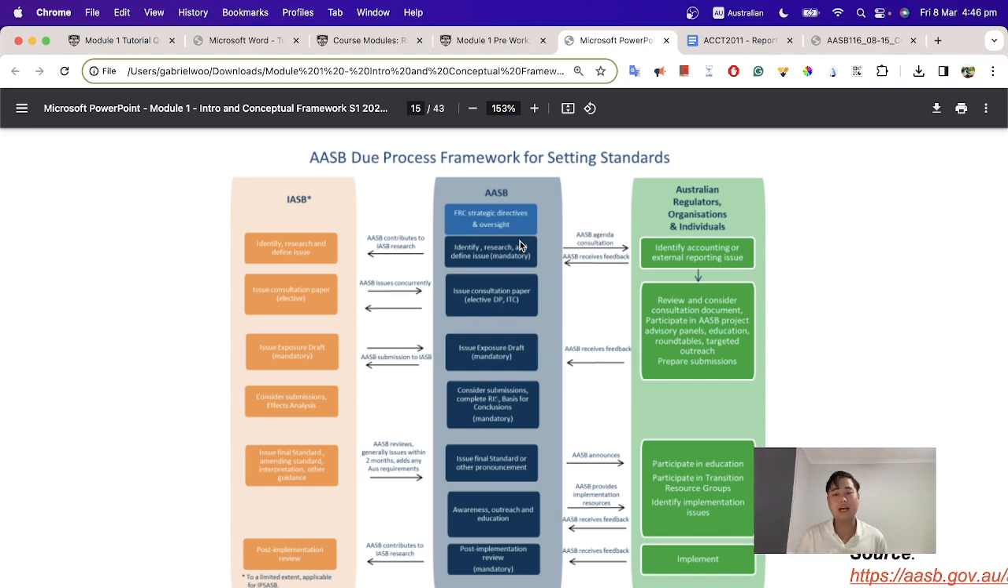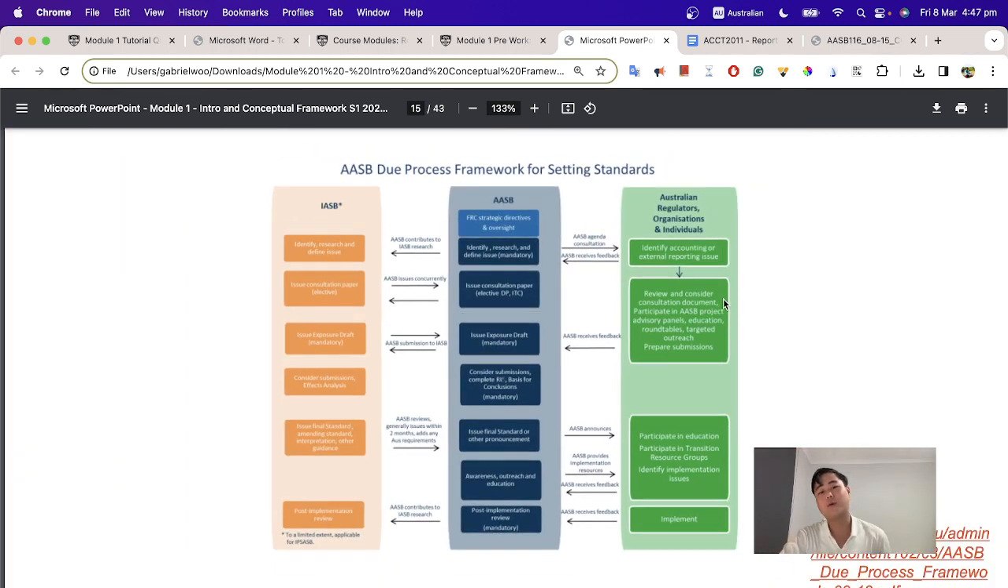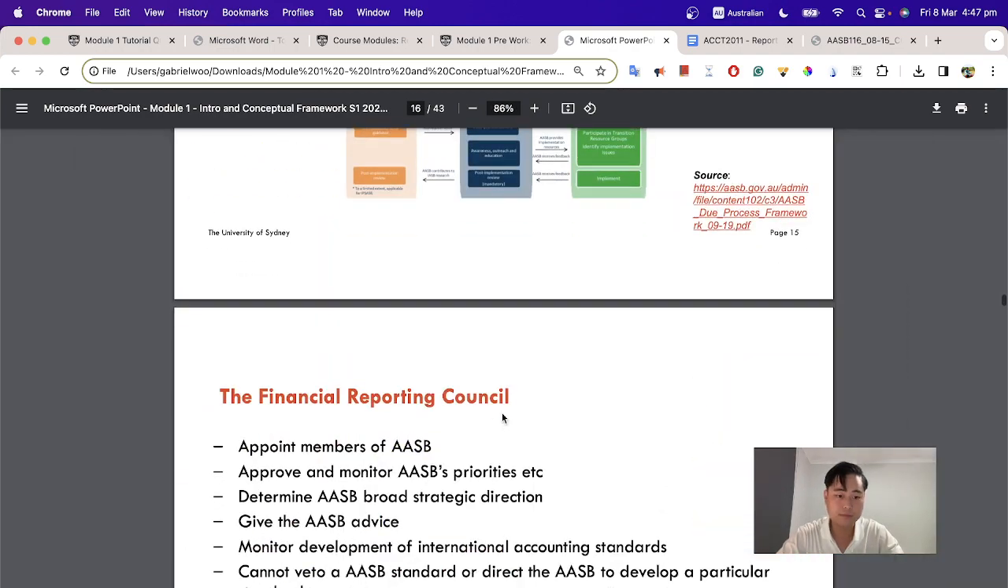The Australian Accounting Standards Board actually considers Australian regulators, organizations, and local individuals when setting Australian standards. Once again, because the AASB is setting standards for the Australian market. So they take inspiration, advice, and harmonization and alliance considerations from the IASB. However, it is up to the local needs and the local situations that the AASB sets its standards.